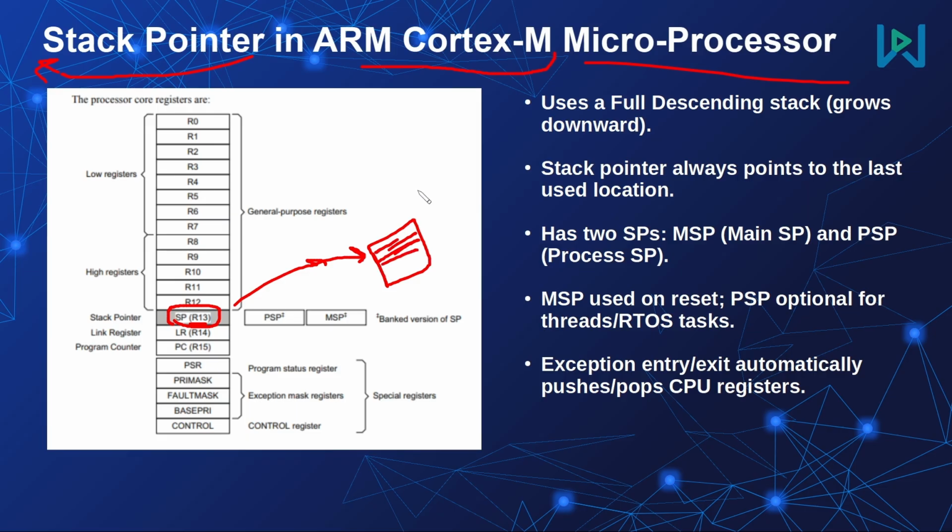This one will be pointing to the top of the stack memory region. If we push one data element to the stack, then this stack pointer will decrement by the size of the data type that has been pushed in. If we pop one element out of the stack, then the stack pointer will increment by the data type size that has been popped.